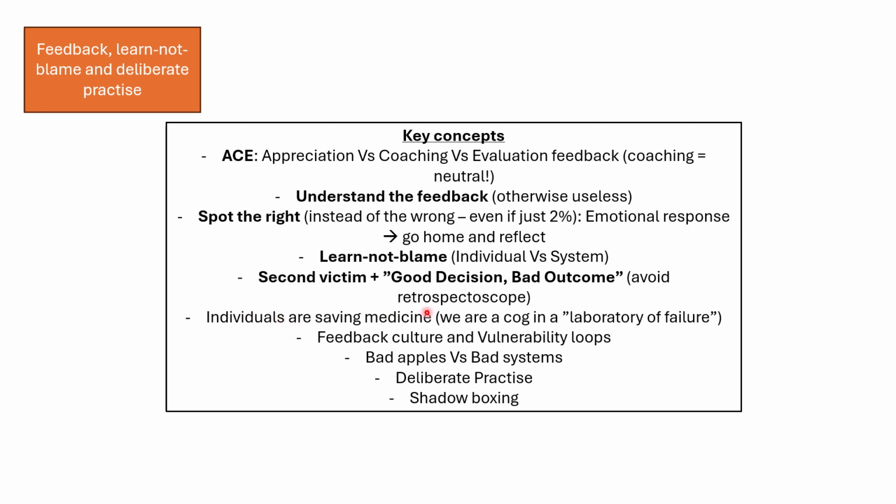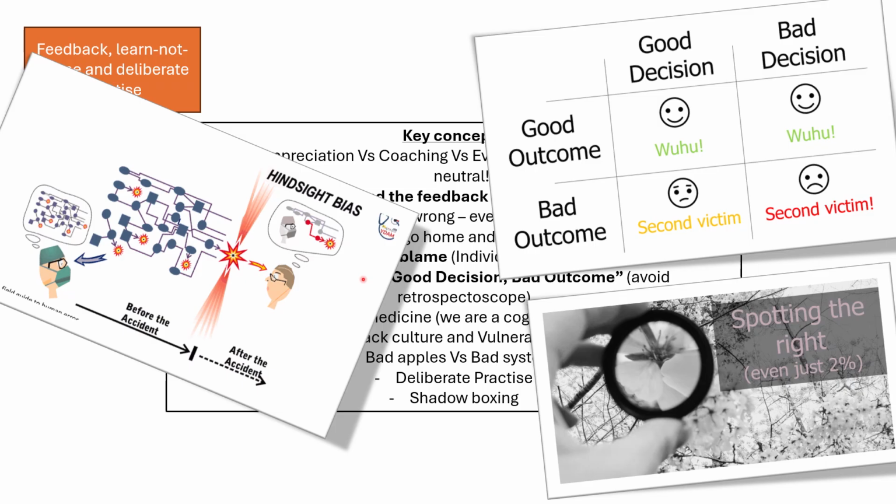We'll talk about in part 4 individuals versus system: is it the system failure, or is it the person that is the failure? Is it the bad apple? We can talk about it in part 4. We talk about feedback culture and vulnerability loop and psychological safety. So we talked about a lot of these things already. I just wanted to show you these. This is the hindsight bias or retroscope. This is my spotting the right thing.